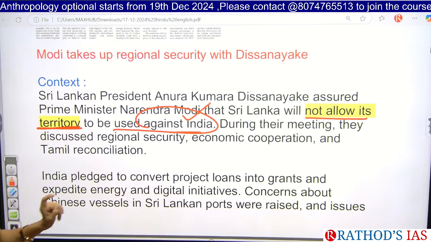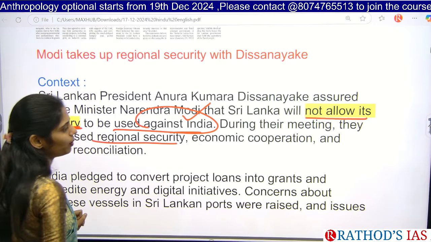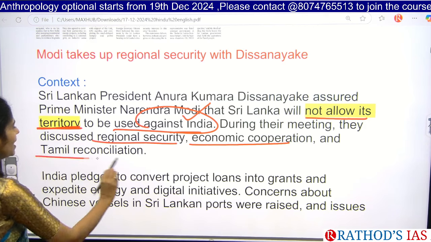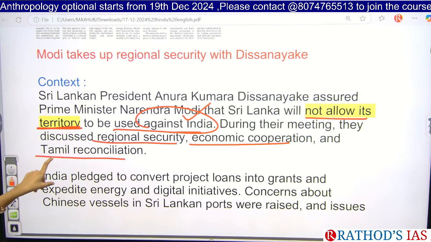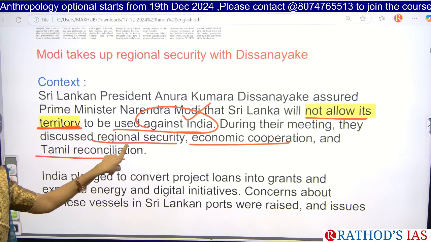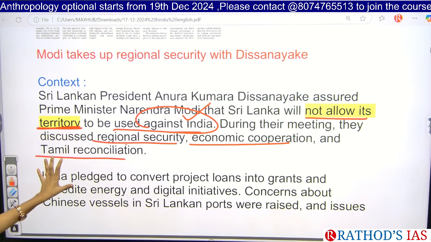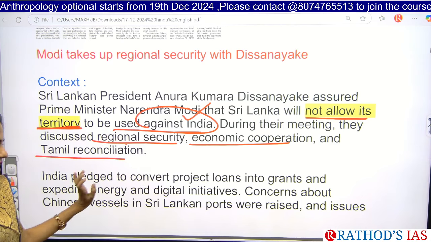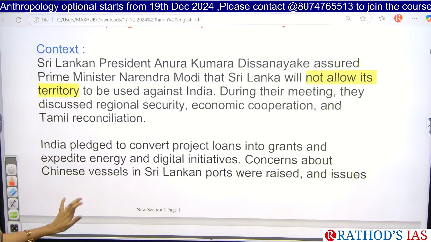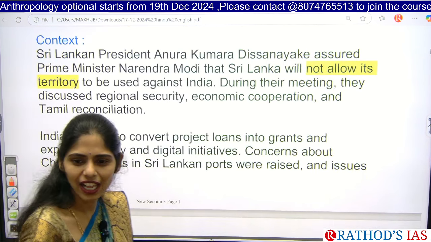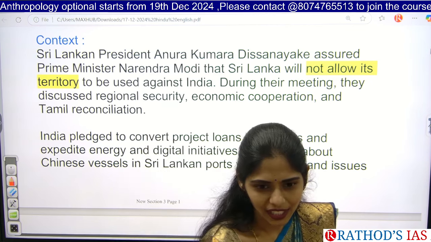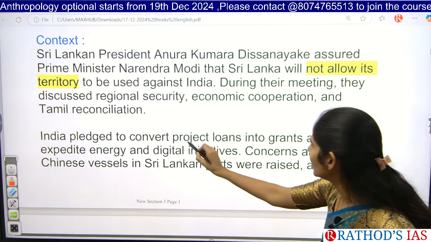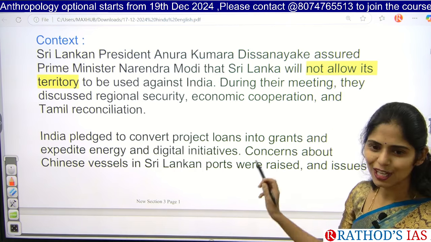The next one is they talked about regional security, the second important issue, and they talked about economic cooperation as well as Tamil reconciliation. So the first is security, then economic cooperation, and Tamilians and investment. These are the areas they are going to have talks on. And in return, you know that India is helping Sri Lanka a lot. For example, India is giving loans. For that, India pledged that it is converting the loans of the projects into grants.